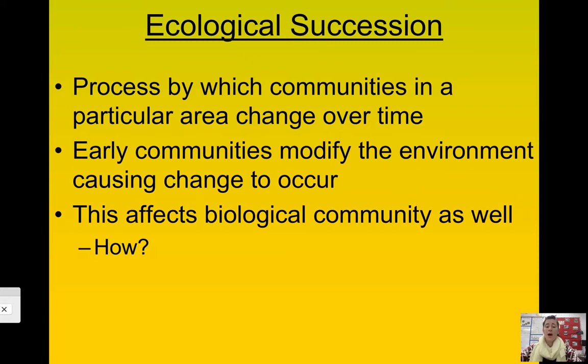So what I want you to do for just a second is pause, and think about how ecological succession, the change of a community over time, is going to affect the biological community. I'll give you just a second. Hopefully you paused and talked to a partner or thought about it yourself. And hopefully you said something like, as the succession changes over time, different ecosystems will form because of the different organisms that are adapted to that ecosystem.